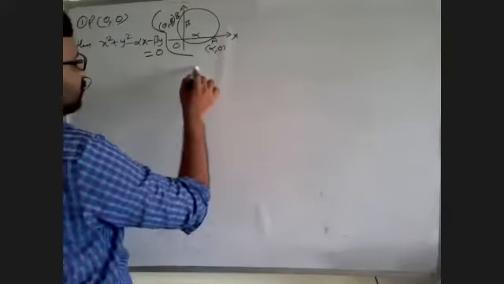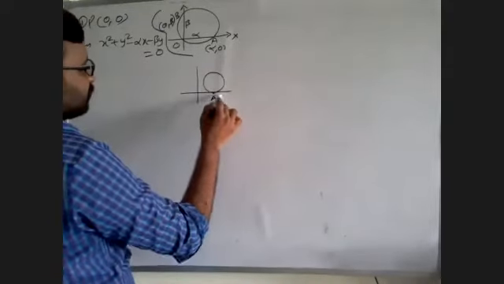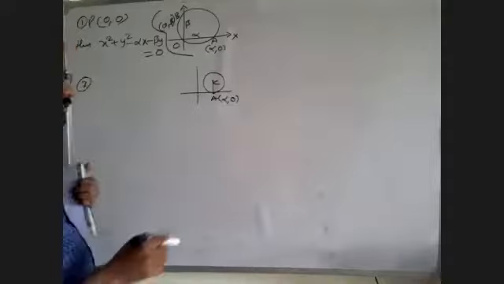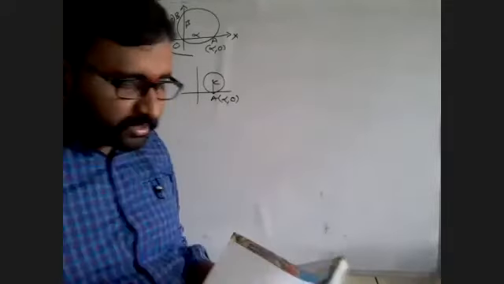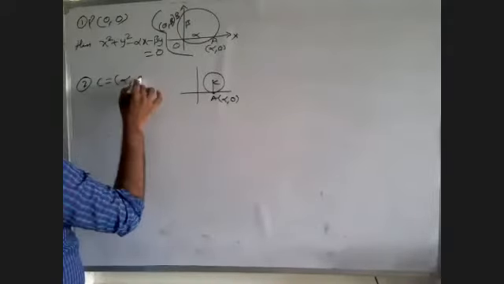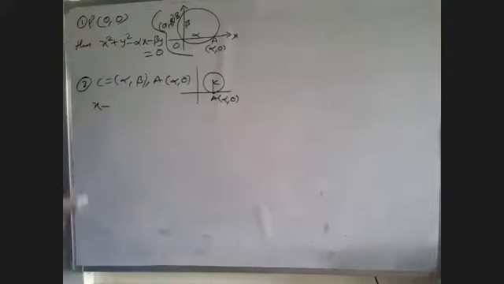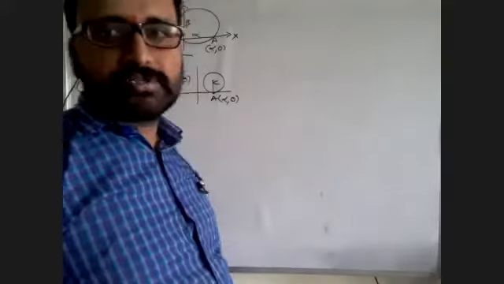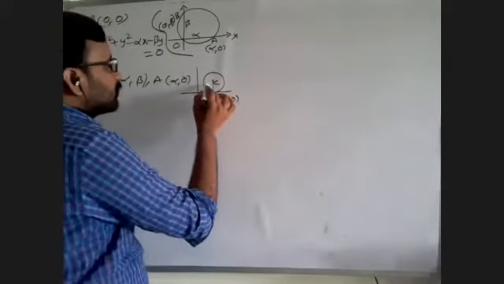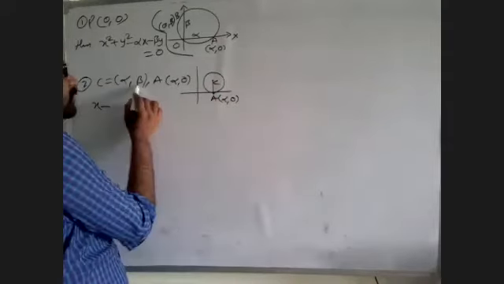When the circle touches the x-axis at some point alpha comma 0, and this is the center, the center of the circle is alpha comma beta, touching at alpha comma 0. Then the equation of the circle is x minus h whole square plus y minus k whole square is equal to r square, but r is nothing but what? This is the r. This is nothing but the y coordinate, beta.